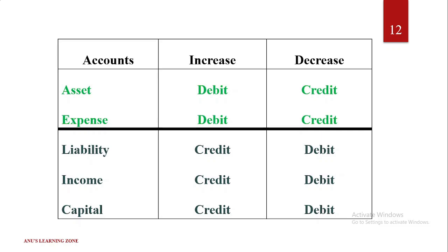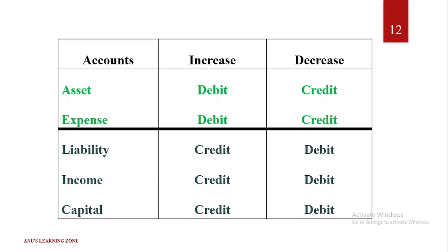On the other hand, liability, income and capital will have the same kind of treatment. That is, when any of the liability or income or capital increases, meaning when it is introduced or new to the business, or when it is added to the existing value, there is an increase, so we need to credit that particular account. And if there is any decrease in the value of liability, income or capital, we need to debit that account.